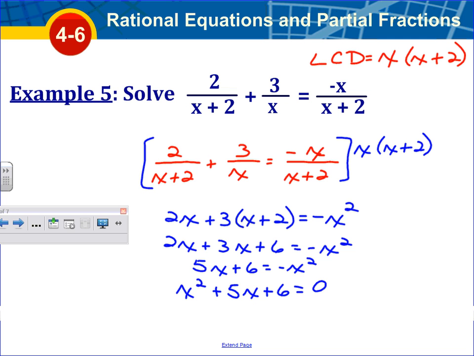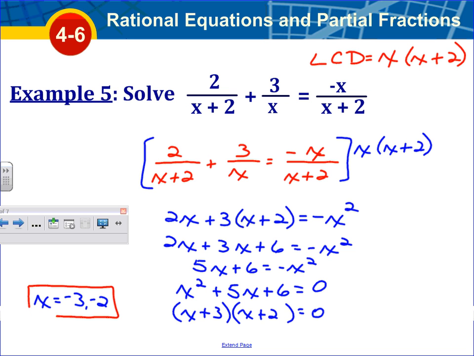We are all masters at factoring these days, so that is going to factor nice and easily as x plus 3, x plus 2 equal to 0, and then from that I get my two answers of x equals negative 3 and negative 2. Hopefully you were screaming out that answer and you didn't get yelled at by your parents.